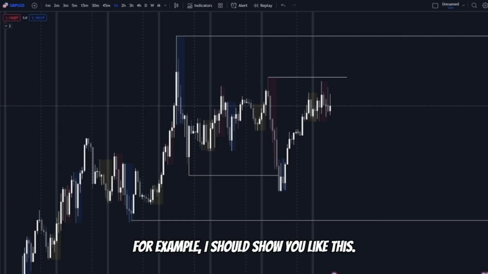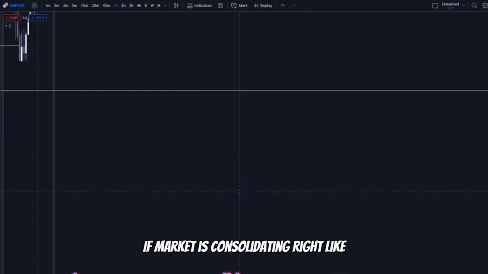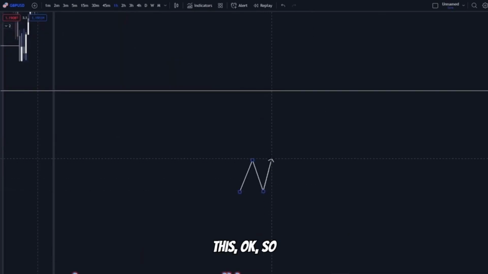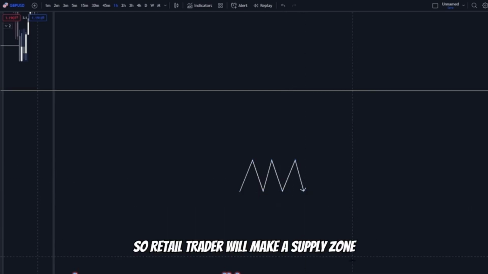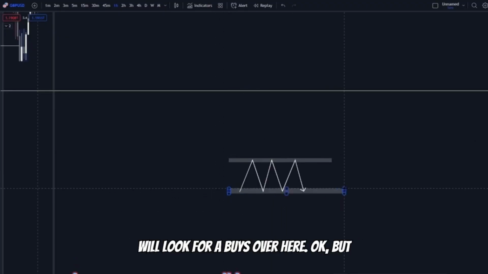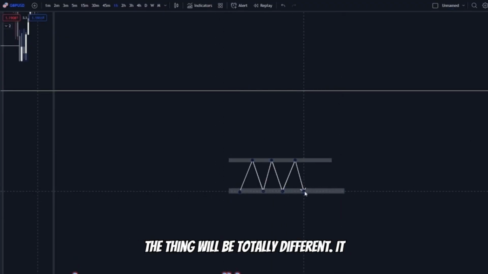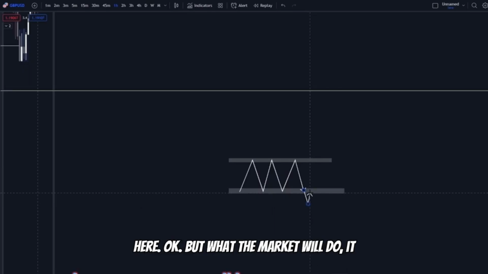For example, I should show you like this. If the market is consolidating, right, like this, okay? So it's making a type of zone over here. So a retail trader will make a supply zone over here, and he will make a demand zone over here. So he will look for buys over here, okay? But the thing will be totally different. It will be giving a breakout, in their language, okay? It's a breakout, so they will be selling from here, okay?